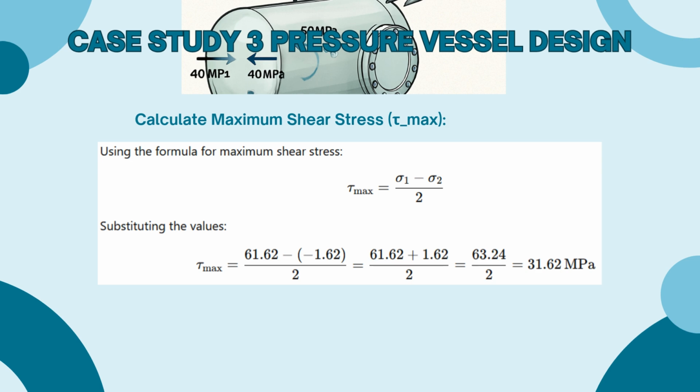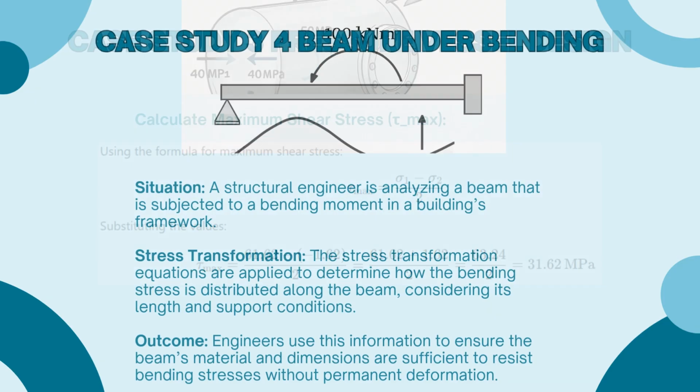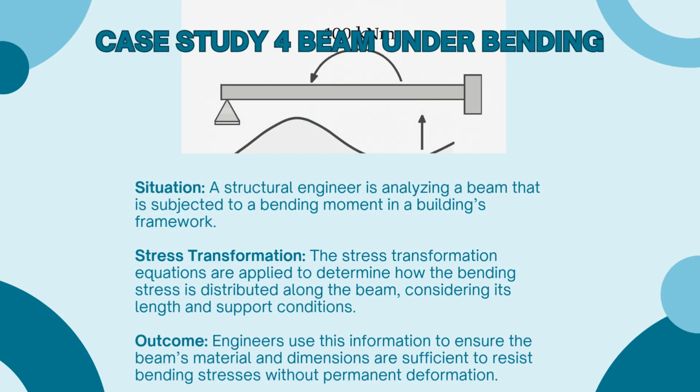Now, let's calculate the maximum shear stress, tau_max, for the pressure vessel. Substituting the principal stresses we calculated earlier, sigma 1 equals 61.62 megapascals, sigma 2 equals minus 1.62 megapascals. This maximum shear stress helps determine the potential areas for shear failure in the pressure vessel.